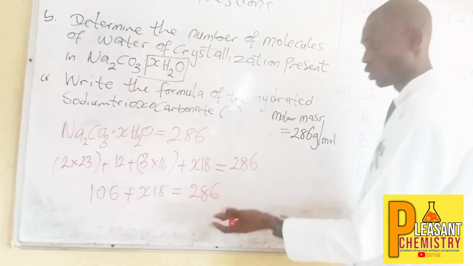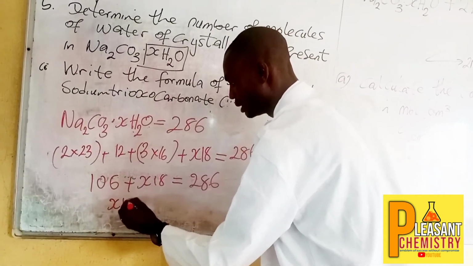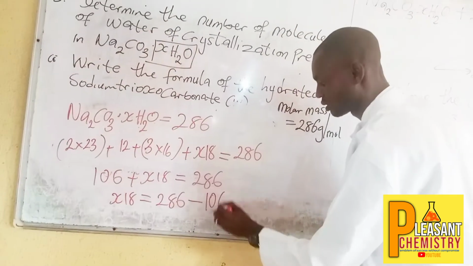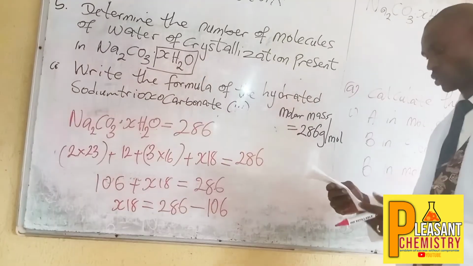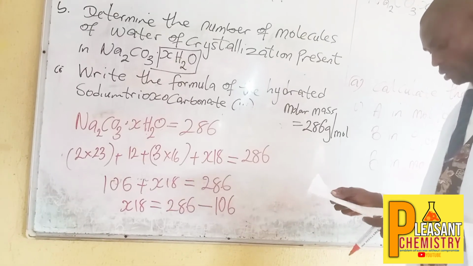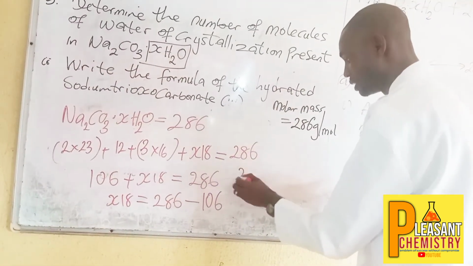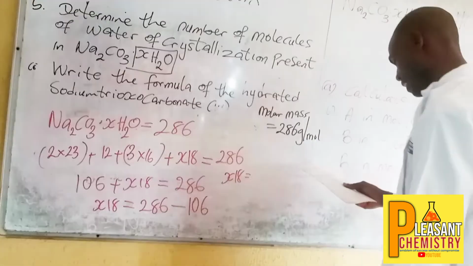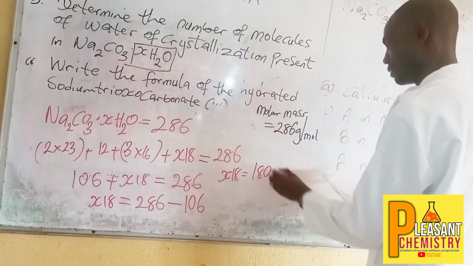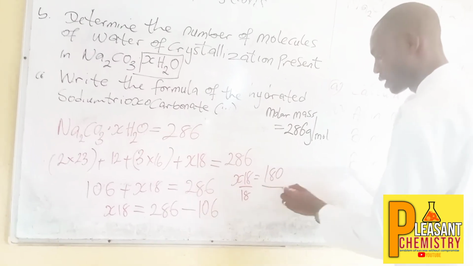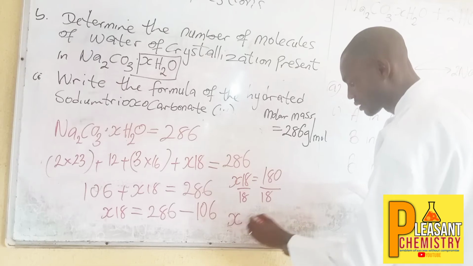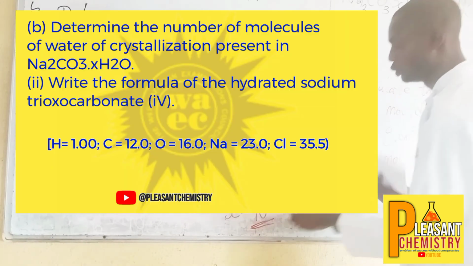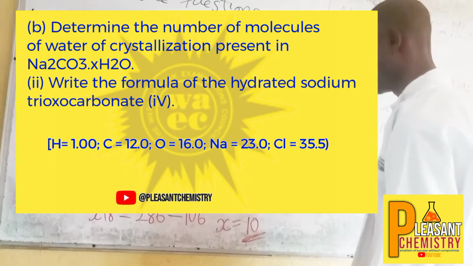Remember mathematics now. Collect the like terms. 18X is equal to 286 minus 106. What's your answer? You are here to tell me the answer. If you subtract 106 from 286, it gives you 180. So 18X is equal to 180. Divide both sides by 18 in order to get the value of X. So X is now equal to 10. That's the value of X. X is equal to 10.